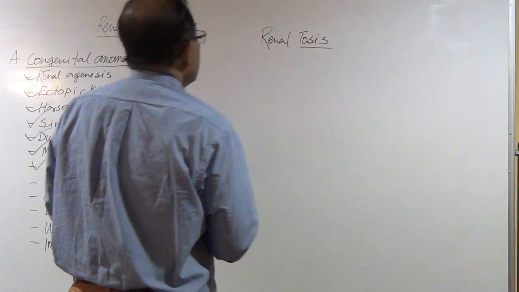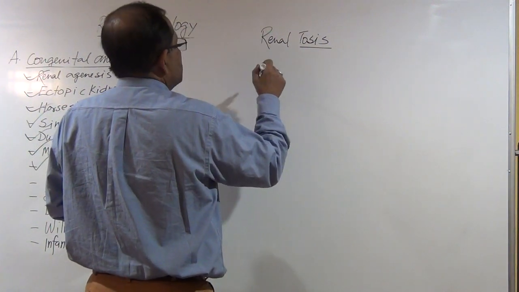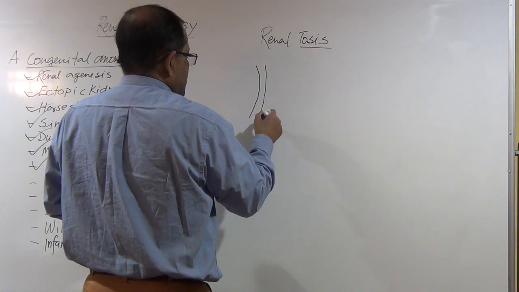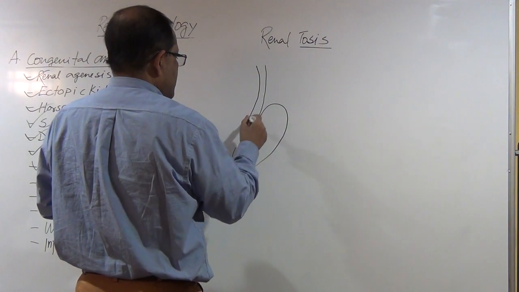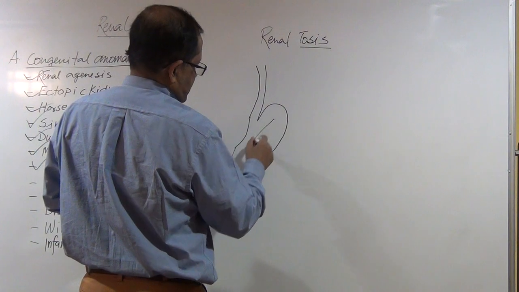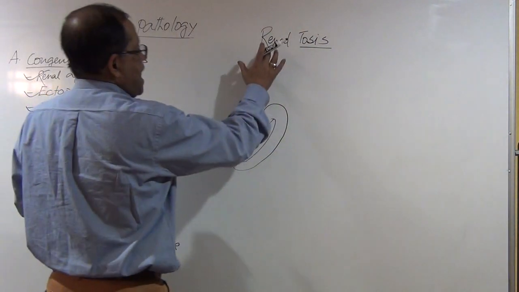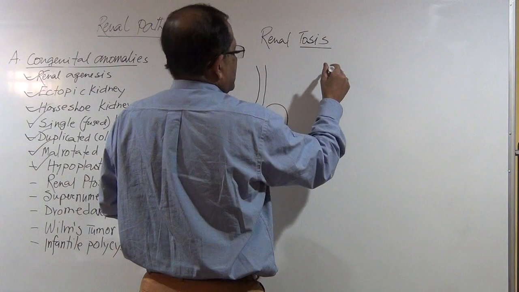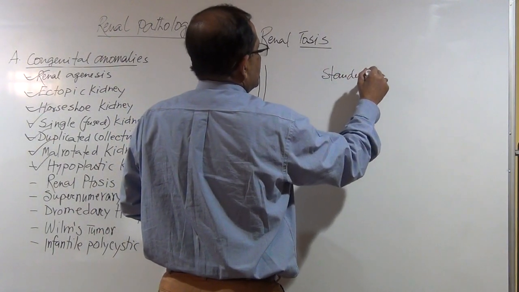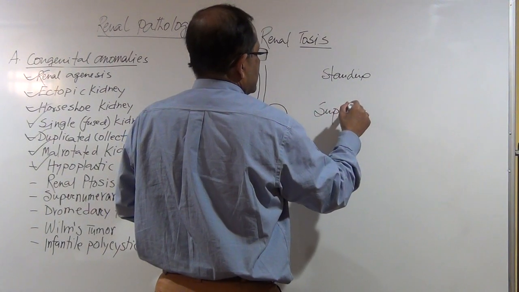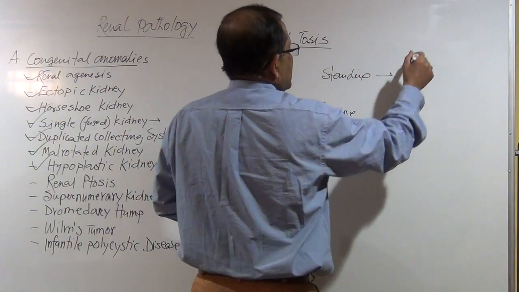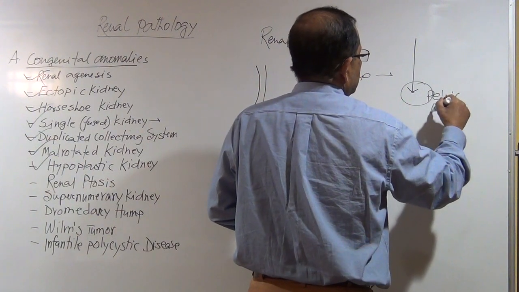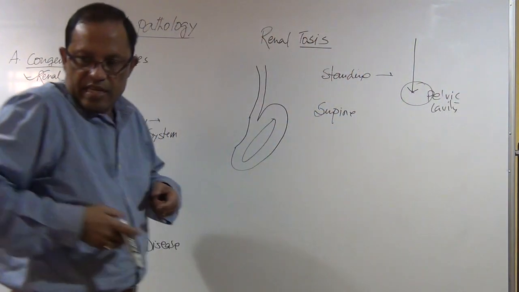So now, if there's a renal ptosis, let me draw a diagram for you. So this is kidney. And the kidney is hanging with a ligament. And if I am standing and I am supine, when I'm standing, the kidney will hang down into the pelvic cavity because of the gravity. It's going to go down, right?